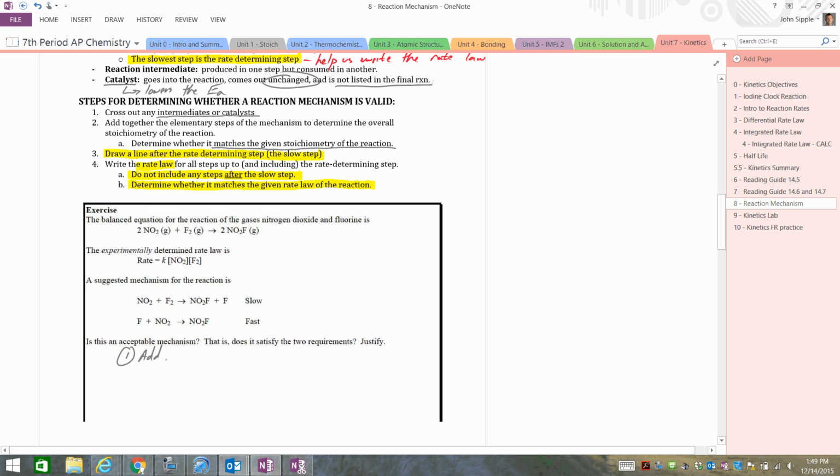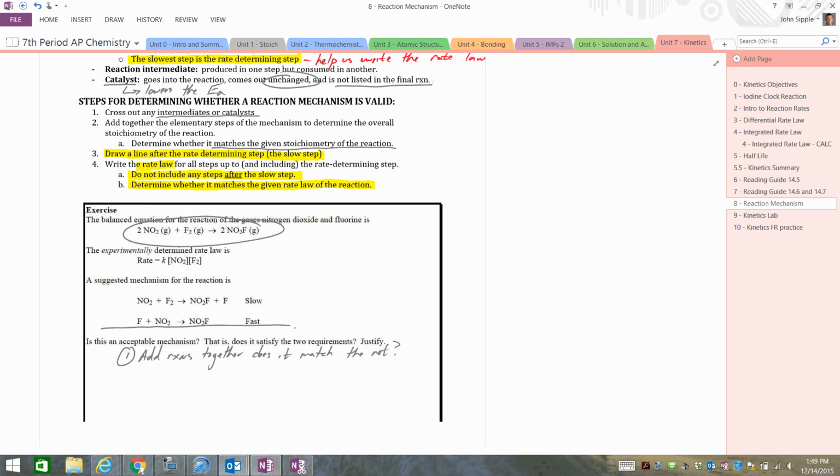after we add reactions together, we've got to figure out, does it match the net? We've got to add these guys together. We're going to add these two reactions together, and we've got to get it to match this. If it doesn't match, it's no good. We can throw it out right there.